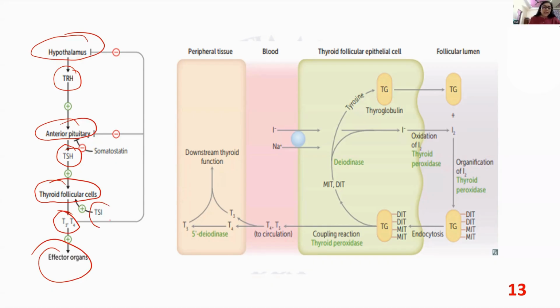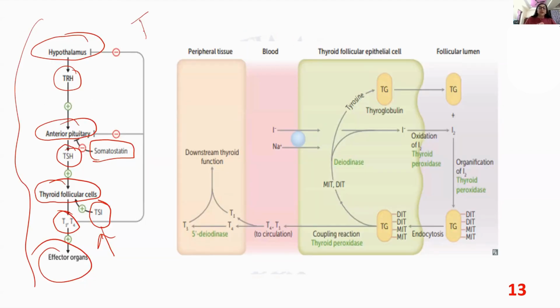Now, thyroid stimulating immunoglobulins, this we will learn later. These are antibodies that also stimulate the thyroid directly to produce more T3 and T4. Somatostatin is a GH inhibitor, as we had learned in the last class, the pituitary class. So somatostatins have an inhibitory action on the anterior pituitary. So whenever we have a GH deficiency or a defect with the somatostatin, that will also affect the TSH. So this is the physiology of how the thyroid hormone is released. Now just focus on this diagram and remember 4 steps. What are the 4 steps?